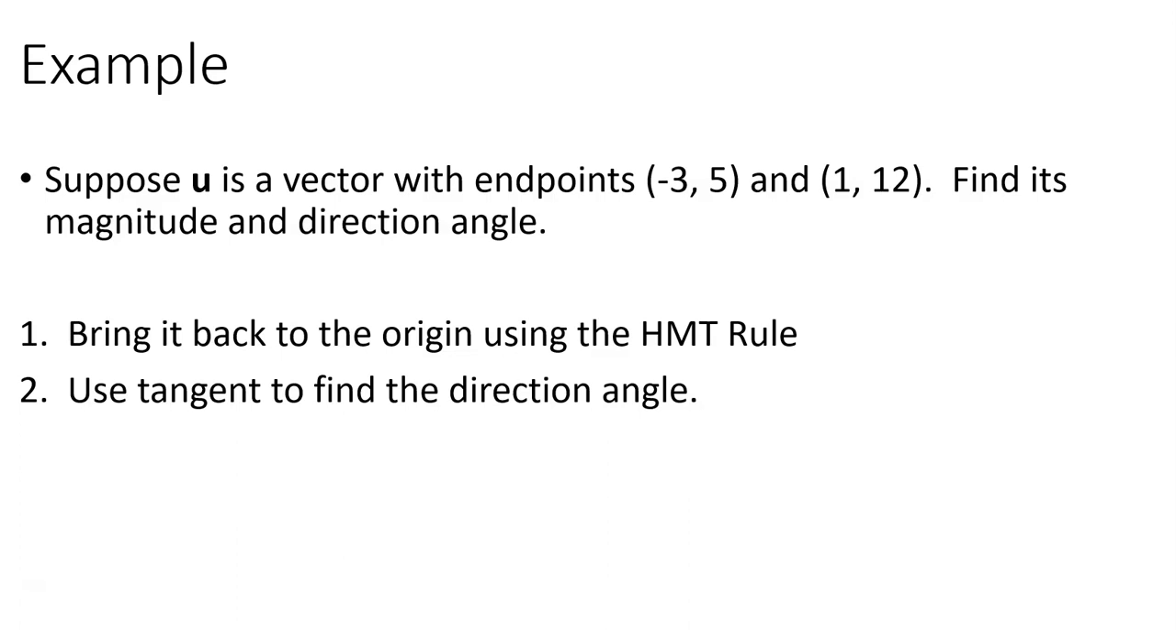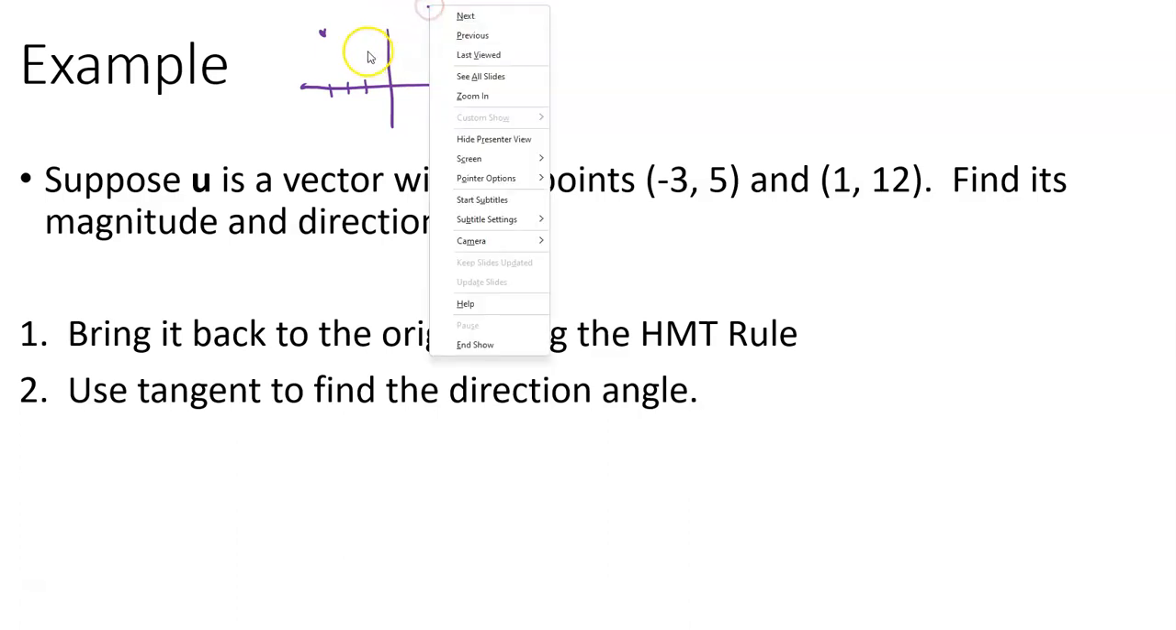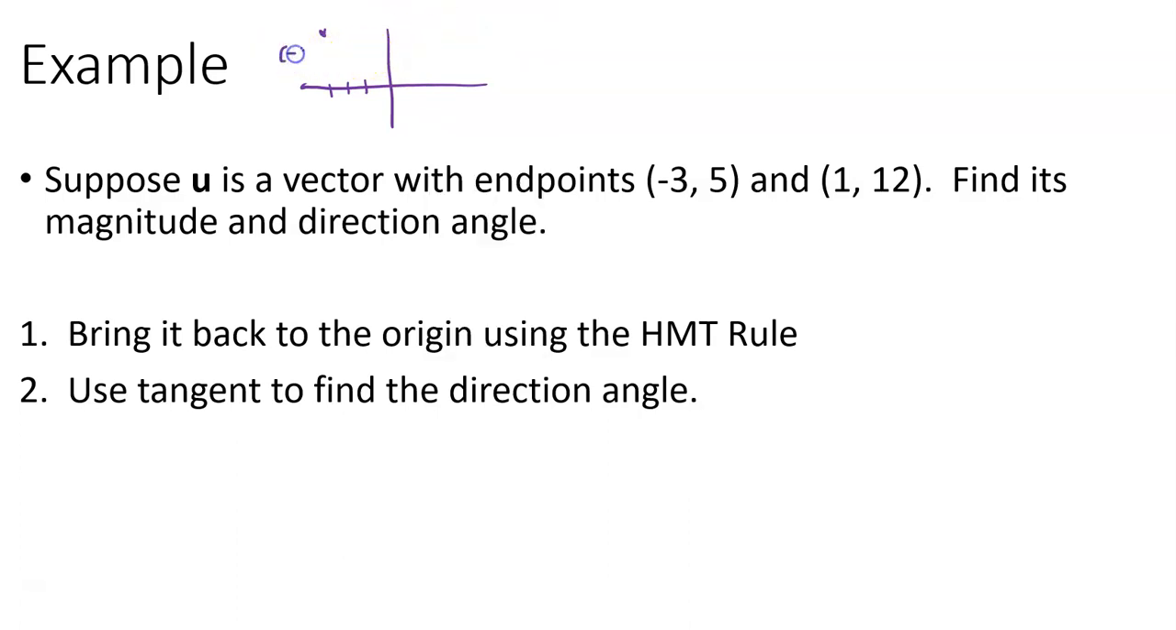All right, so here's an example. It says, suppose u is a vector with its given endpoints, find its magnitude, find the direction angle. So where is -3, 5? -3, 5 is up here somewhere. Where's 1, 12? Well, it's off my screen the way I drew it. Here, I'll stick it up on the top. Not drawn to scale, but here's -3, 5. Up at the top there would be 1, 12.